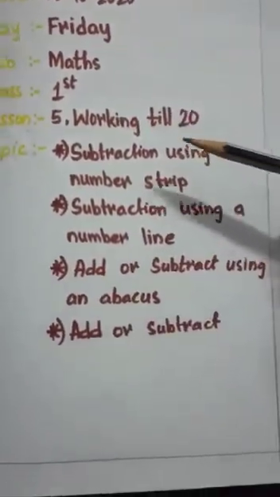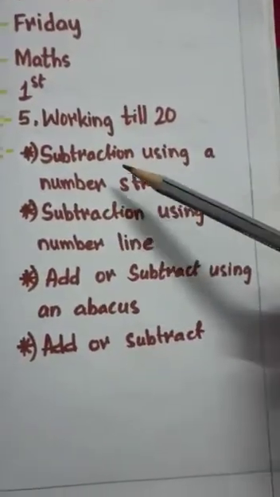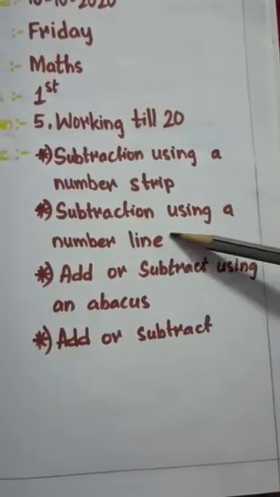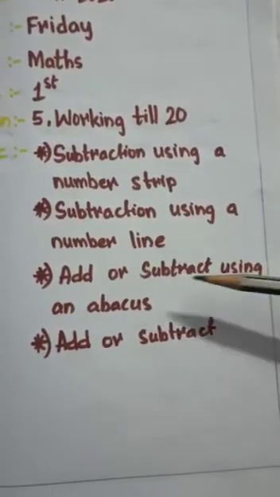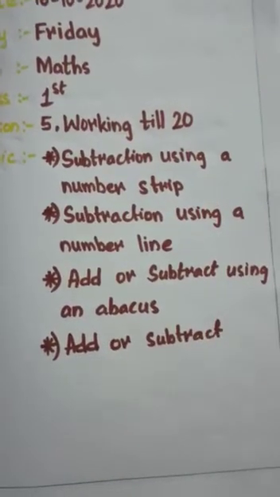Today we are recalling the topics of 5th lesson, working till 20, and the topics are subtraction using a number strip, subtraction using a number line, add or subtract using an abacus, and add or subtract. Let's start.